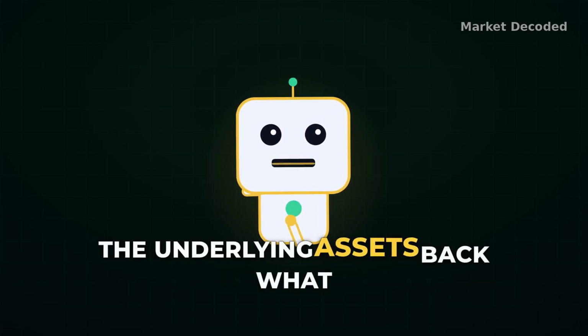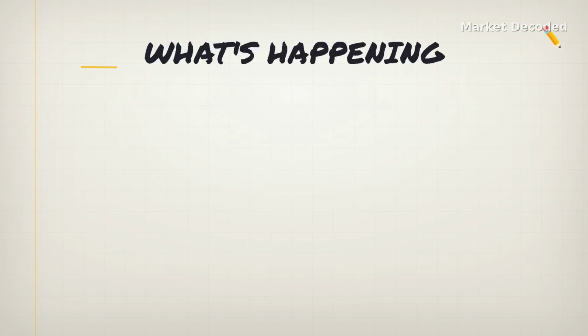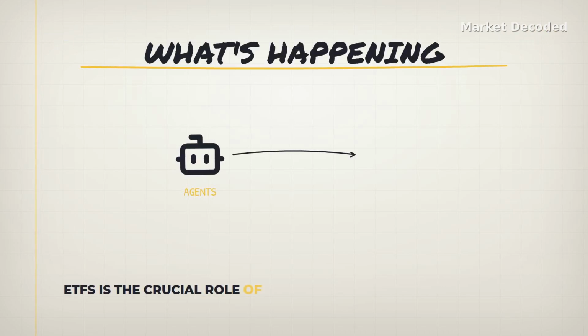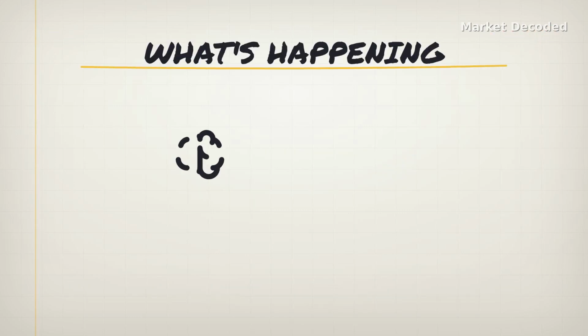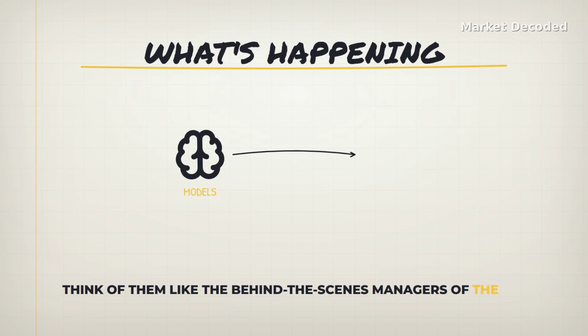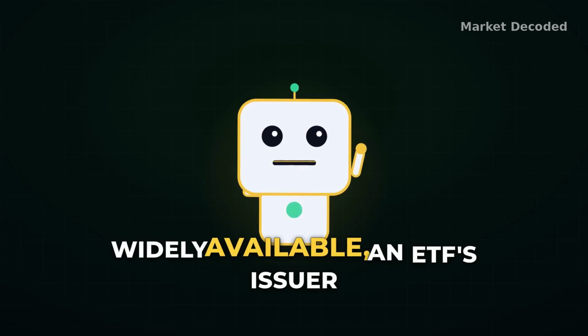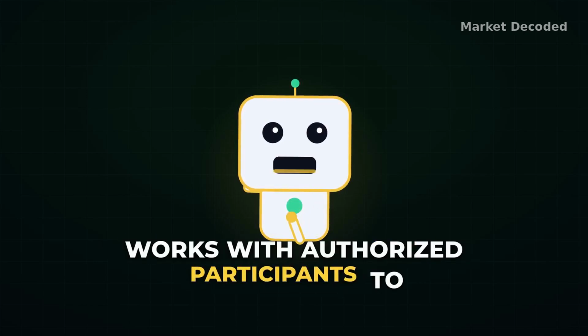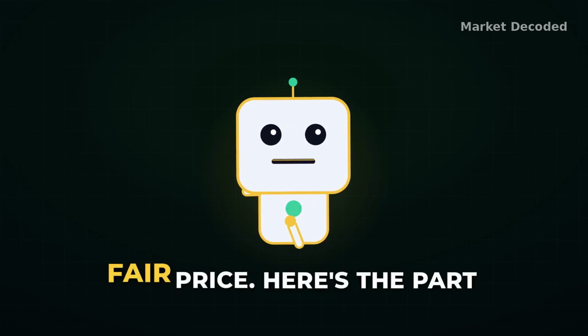What's often overlooked in the conversation about ETFs is the crucial role of authorized participants, typically large financial institutions like banks and investment firms, who are responsible for creating and redeeming ETF shares. Think of them like the behind-the-scenes managers of the ETF supply chain. Just as a manufacturer works with a select group of distributors to ensure their products are widely available, an ETF's issuer works with authorized participants to ensure the fund shares are liquid and trading at a fair price.